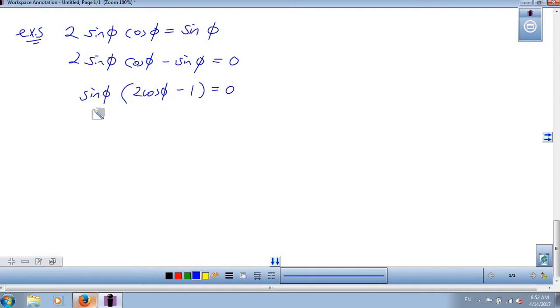So we know there are two factors. We have sine phi times this whole factor equal to 0, so that means sine phi must be equal to 0, or 2 cosine phi minus 1 must be equal to 0. So now we can solve for two things. Sine phi equal to 0, that's easy. When does sine equal 0?